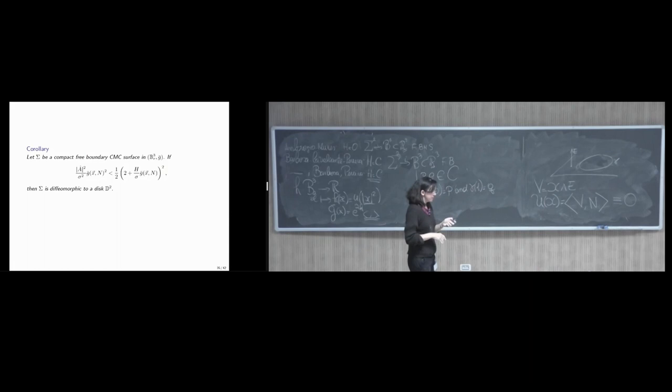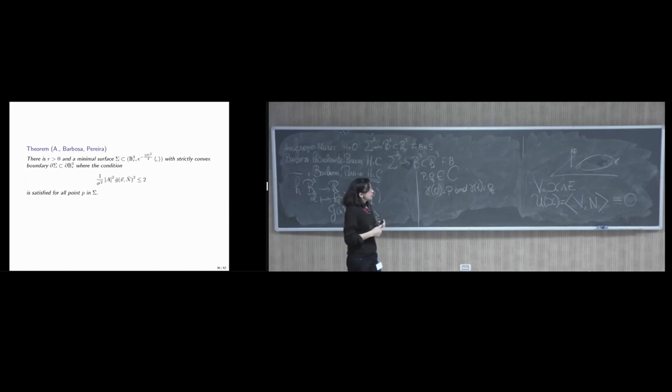So what more? When you think about these results, you can prove that the next result is that there is R bigger than zero and a minimal surface in this space with a strictly convex boundary in the ball and satisfying this gap, okay? So here there is another question, whether this surface is free boundary, okay? We don't know. And you have another question here, okay? And in the paper you construct an example of a CMC surface that satisfies the gap.